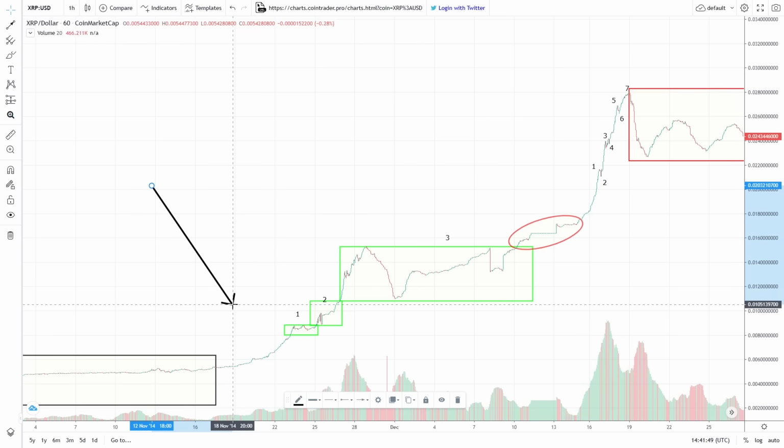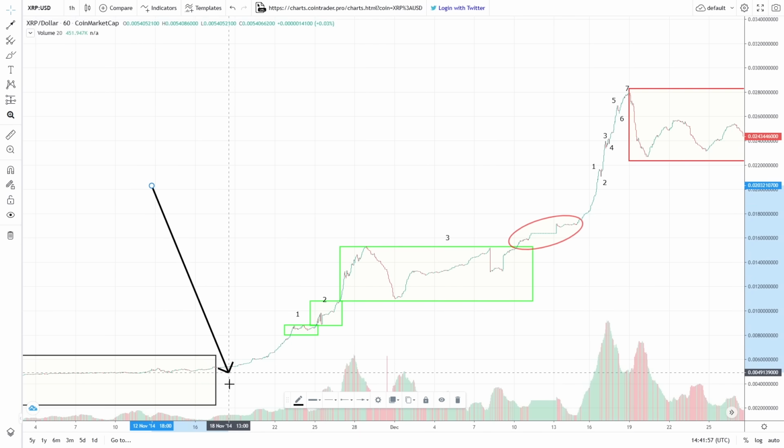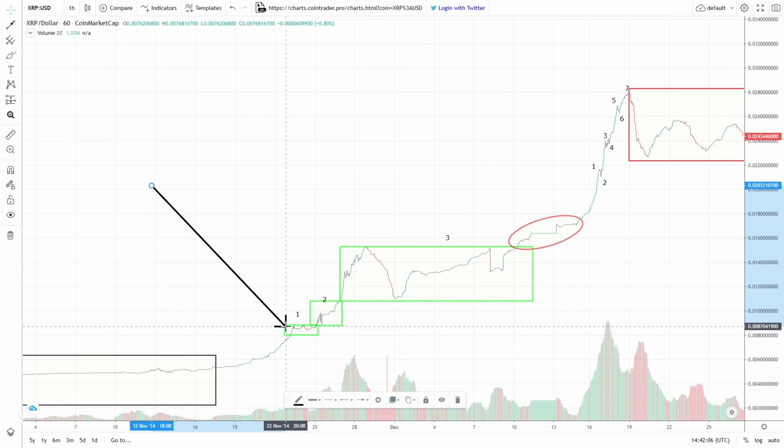Okay, so here we are on CoinTrader Pro. This is the 2014 bull run structure. It starts in November and it ends in December. So this is the end of that sideways range-bound time. Price moves up out of that sideways range-bound time. It starts to move up aggressively and it enters into this first bull run structure.